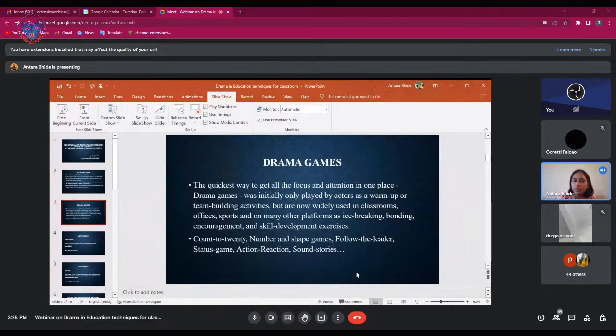Some of them are listed here, like Count to 20, Follow the Leader. Do you all know Follow the Leader? Somebody must have played Follow the Leader here, right? We played Follow the Leader in class once, I remember. Count to 20 also we've played. Count to 20 is basically a game where an entire group says numbers from 1 to 20 without overlapping each other and without deciding who's going to say when. The moment you overlap, you have to start again. That's the best team building exercise because you learn how to understand when someone's going to talk.